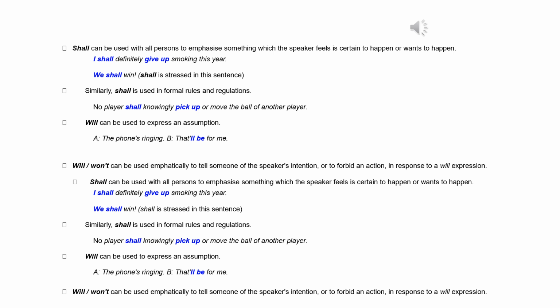Will can be used to express an assumption. A: The phone's ringing. B: That'll be for me. Will, won't can be used emphatically to tell someone of the speaker's intention, or to forbid an action, in response to a will expression.